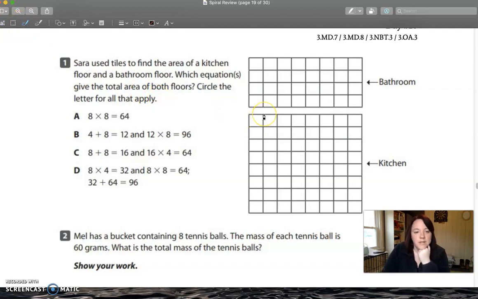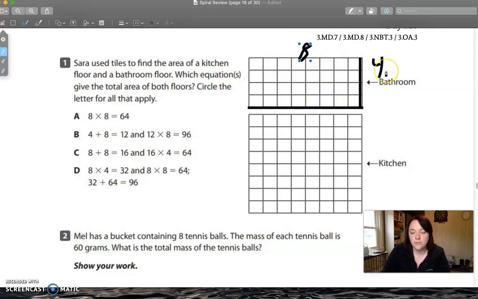Okay, so it wants to know what the bathroom floor and the kitchen floor are together. So why don't we find out the separate ones first? We'll find out this side and we'll find out this side. So let's count the width. 1, 2, 3, 4. And 1, 2, 3, 4, 5, 6, 7, 8. So we have 4 and we have 8. We know that we have to multiply because of area. 8 times 4 we know is 32. So I'm going to write that in here.